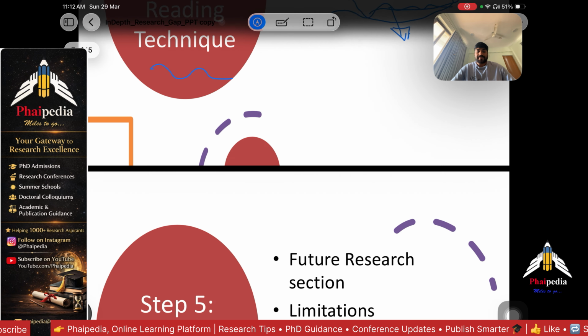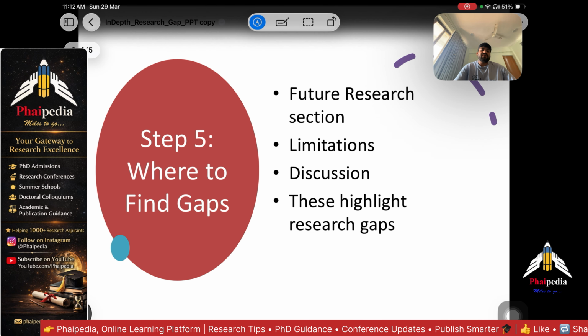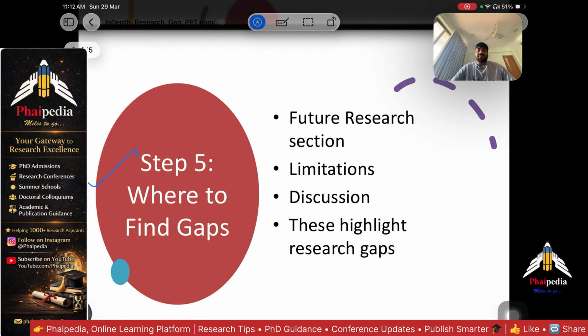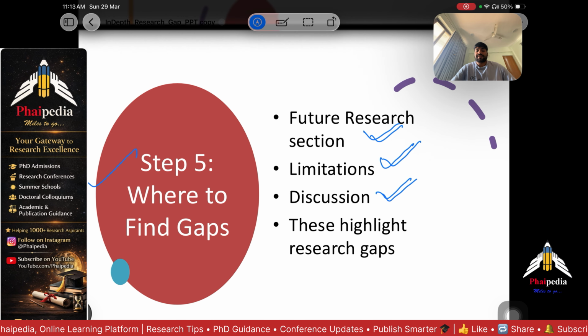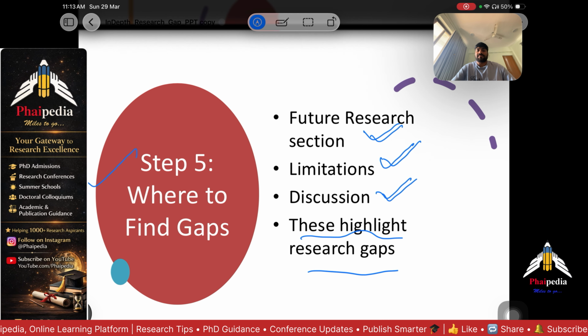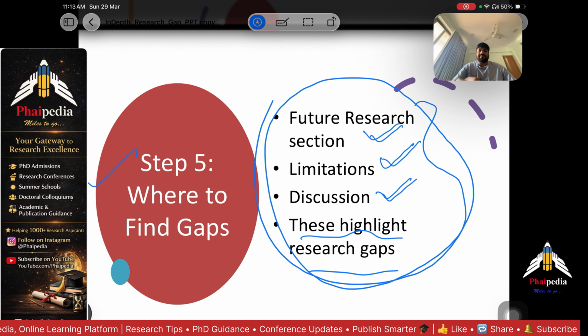Okay. Now step 5 is where to find the gap. In previously published research articles, we can find the gaps for our future research journey in the future research section, limitations and discussions, and these highlight the research gap. So basically here you can find the research gap.